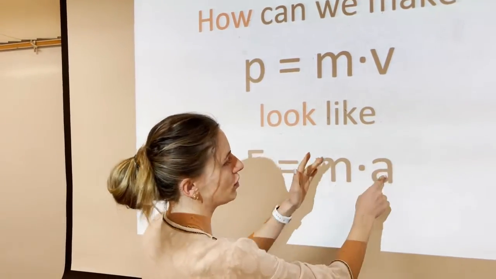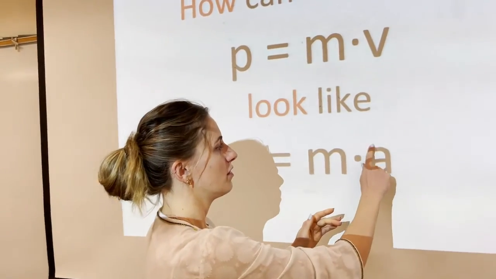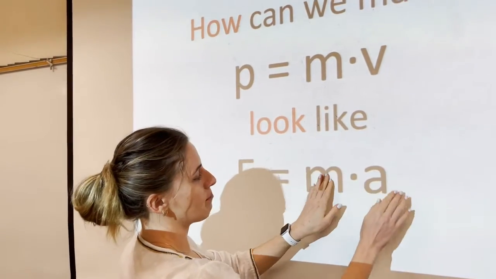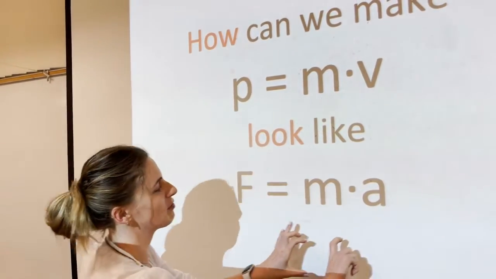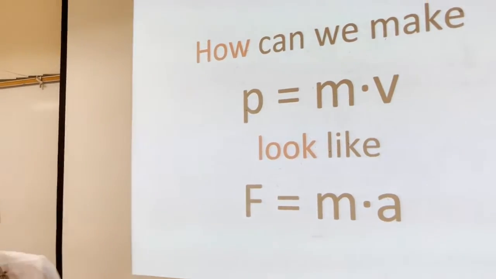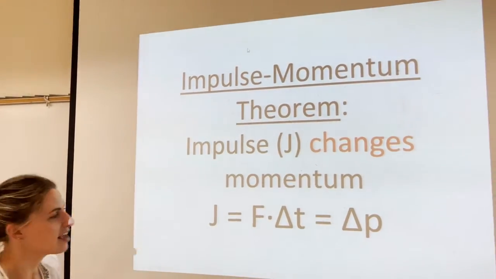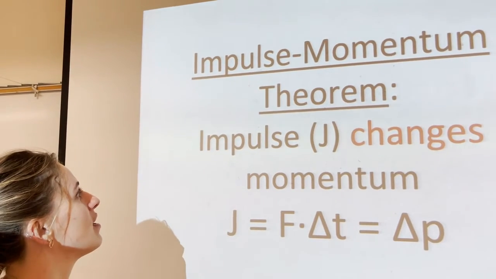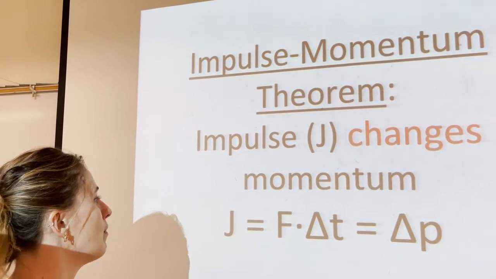Well, what's our equation for acceleration? Acceleration is the rate of change of velocity. Now we've got mass times velocity over t. Let's just get rid of that t and put it over here. And what does that get us? It gets us our impulse momentum theorem. So our impulse momentum theorem: impulse changes momentum.